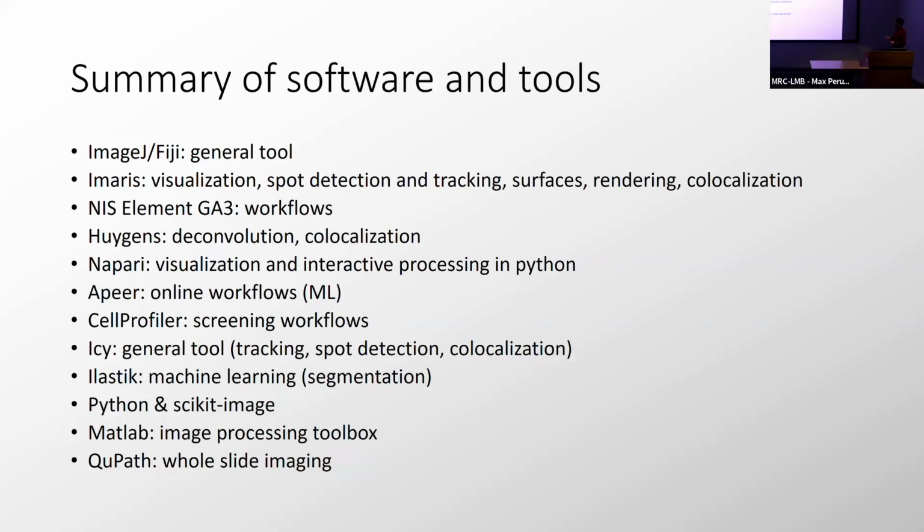Napari is an increasingly emerging tool for visualization and interactive processing, a bit like Imaris. We have Arivis for online workflows, which has now become Zeiss something. CellProfiler is for screening workflows. ICY is also a general tool, which was planned to be a sort of replacement, equivalent to Fiji. Ilastik is for machine learning. We use Python and scikit-image a lot, and we help you with creating scripts. MATLAB also, we have a few licenses in the analysis room.